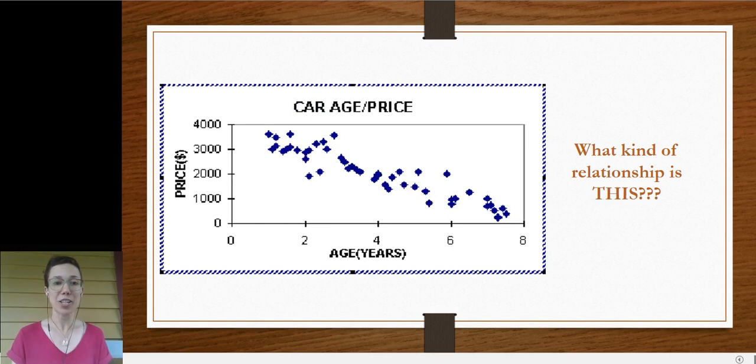Next up, car age and price. So here, on the bottom we see the car's age in years, and then on the other side, we see the price of the car. What kind of relationship is this? Negative again, right? As age increases, price decreases. They move in reverse.